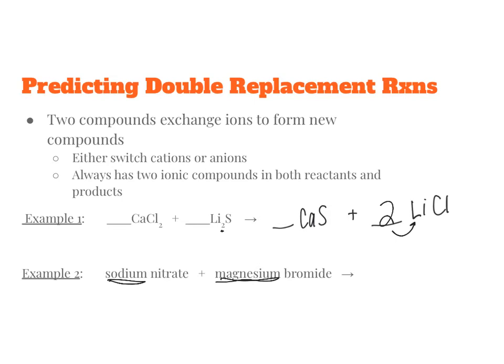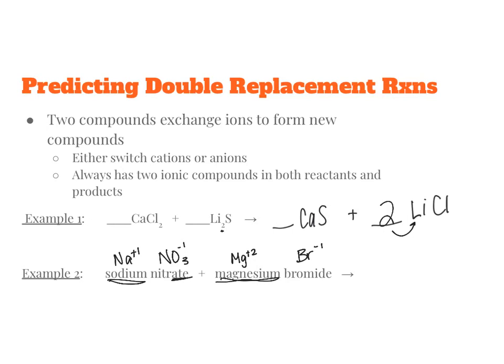I'm going to write my ions above each of these. So sodium has a +1 charge. Magnesium has a +2 charge. My anions in this case: nitrate. Remember, when it ends in -ate, it's going to be on the back of your periodic table. So nitrate is NO3, and that has a -1 charge. And then bromide is just bromine, and that's going to have a -1 charge.